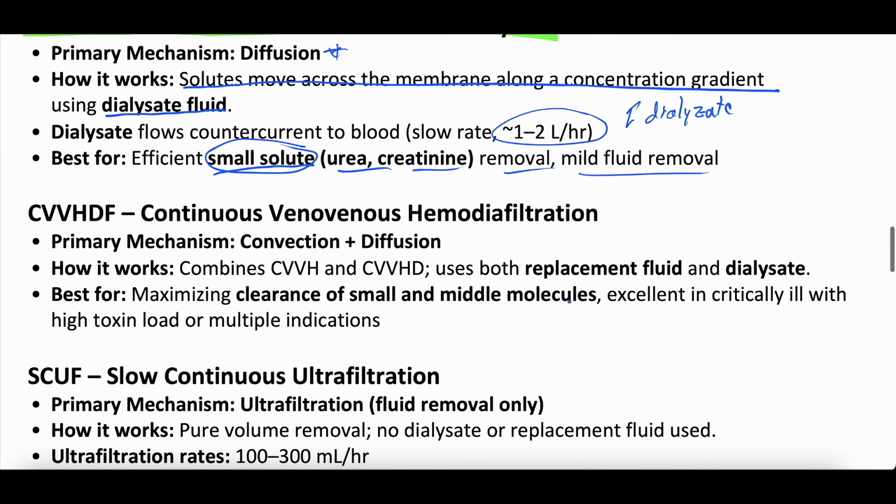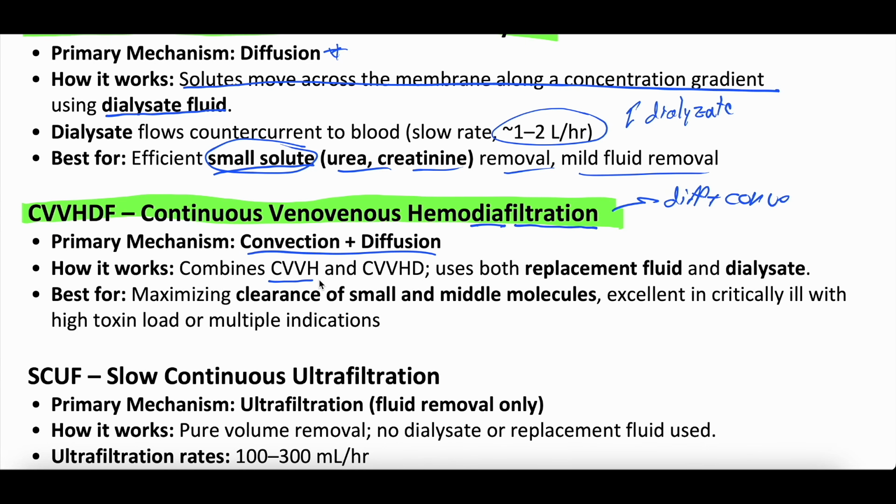This then gets into the combination maneuver, CVVHDF, continuous veno-venous hemodiafiltration, right? Why make any of these words easy? But the more you think about it, you probably have to watch this video a couple times, the more this starts to register. So this has both dia, which is for dialysis, which is diffusion, and filtration, which is for convection. So it's both diffusion and convection, and that's the mechanism of CVVHDF. So it combines CVVH, which is hemofiltration, which is convection, and CVVHD, which is hemodialysis, which is diffusion.